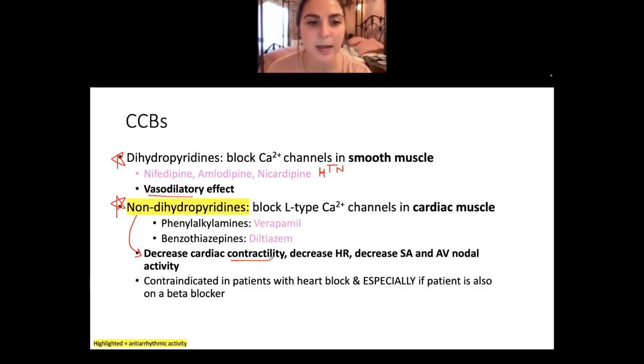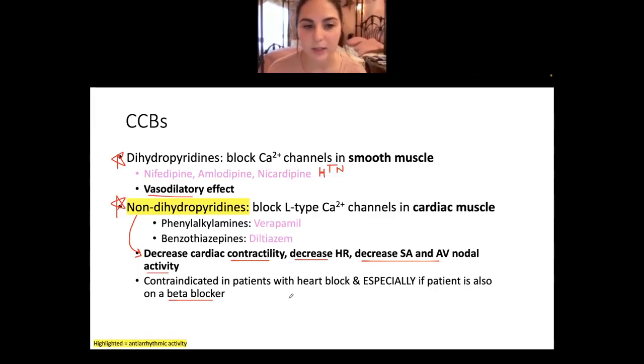So verapamil, diltiazem, these are decreasing cardiac contractility because remember it's blocking the channels anywhere in the cardiac tissue, so nodal cells as well as the contractile cells. So decreasing contractility, decreasing heart rate, and basically decreasing AV nodal conduction, conduction through the AV node. So since it's doing this, you do not want to give a calcium channel blocker to someone that has heart block because you will literally kill them. You will literally slow down conduction through the AV node so much to the point where it just doesn't even make it anywhere else.